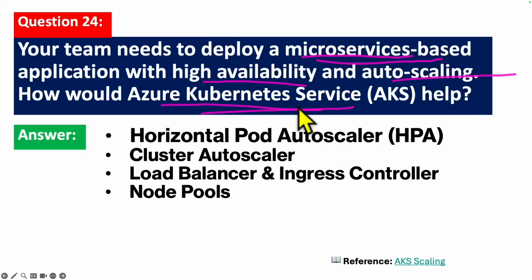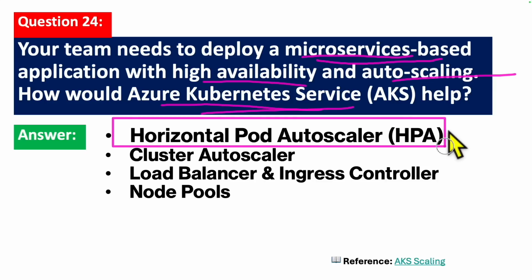To ensure high availability and auto scaling, you can use Azure Kubernetes Service's these features. So these are some of the features which are offered by AKS for high availability and auto scaling. So let me take you through one by one. Horizontal pod autoscaler or HPA. This automatically increases or decreases the number of pods based on observed CPU or memory usage. And this ensures that your application can handle varying loads efficiently.